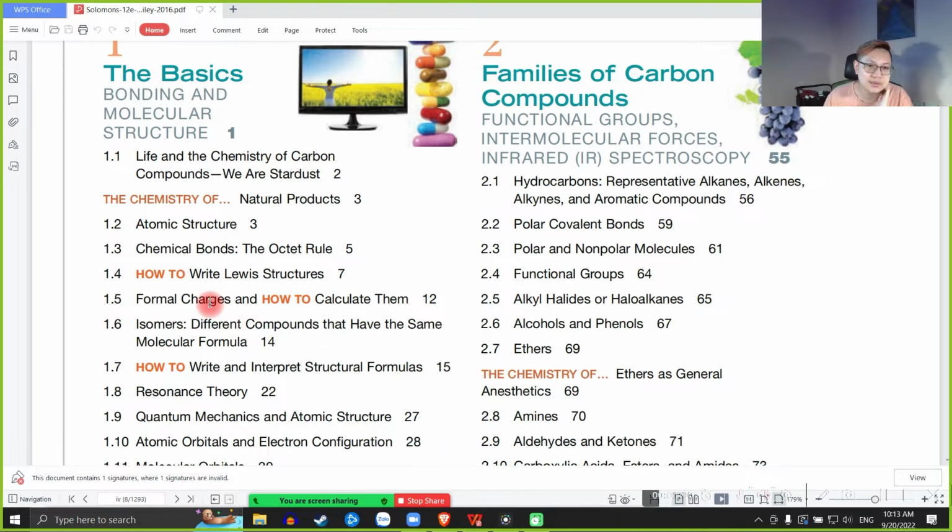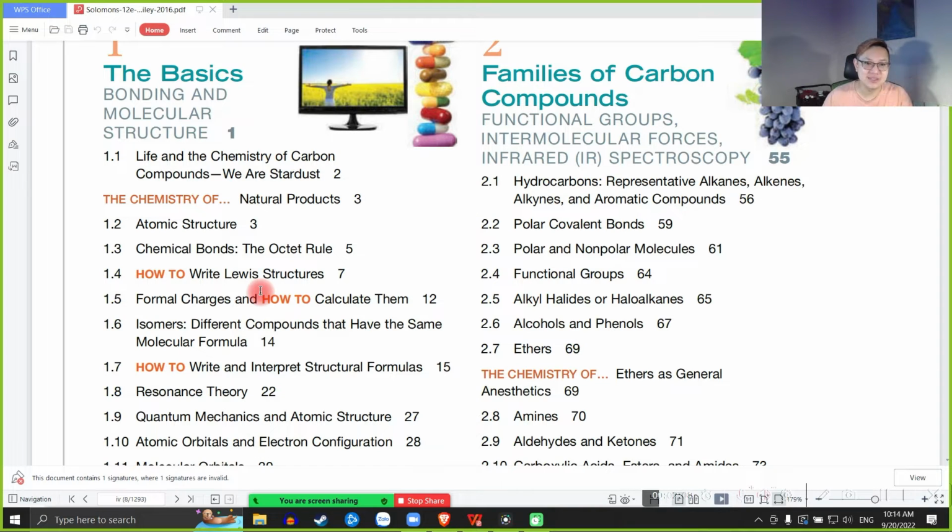Do you know how to write electron configuration? Of course, yeah. Right, I saw that in your notes. How about writing Lewis structures, like the dot, dot, dot structure? You remember that? Yeah, I used to study that, but for now I'm not sure. Okay, I forgot a little bit. How about chemical bonds, the octet rule? Yeah, I remember that.